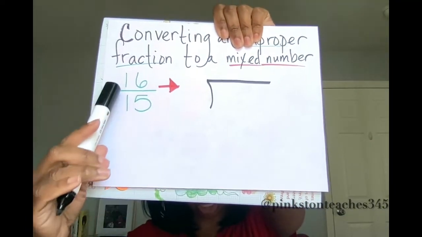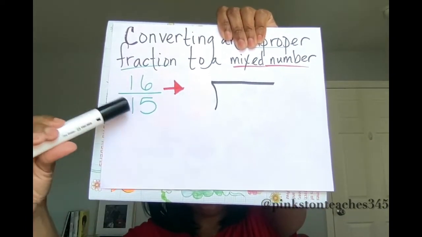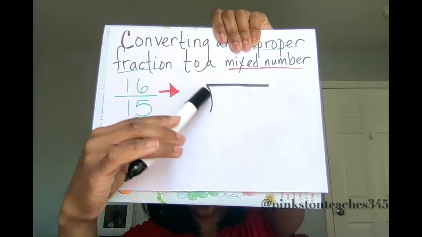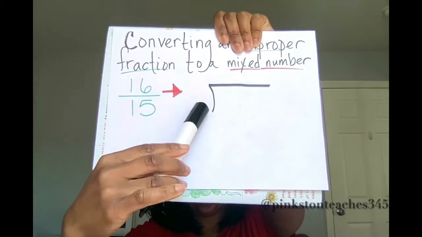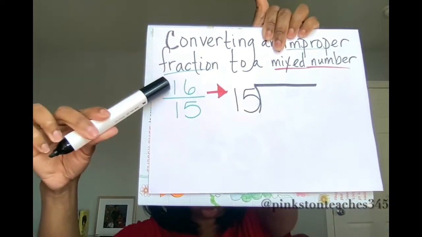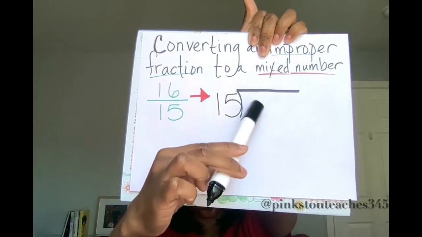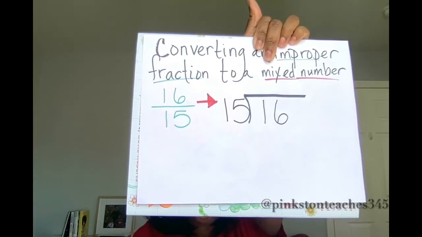So I want you to think of the pieces. 15 is going to be our divisor, which goes on the outside, out here. 16 will be our dividend, which goes on the inside in here. What do we do with these once we have it?